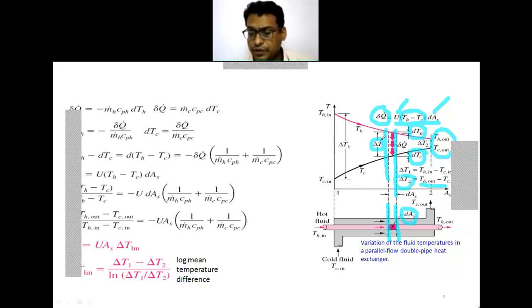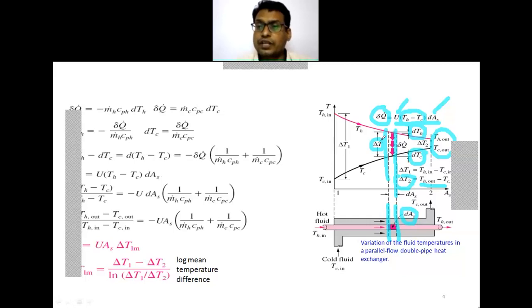Besides that, there are certain other assumptions. The overall heat transfer coefficient is uniform throughout the heat exchanger. Potential energy and kinetic energy changes are negligible in this small infinitesimal area. The mass flow rates of the fluids are constant; they are not going to change. The heat exchange takes place only between the two fluids. Heat losses are negligible and are not accounted for.